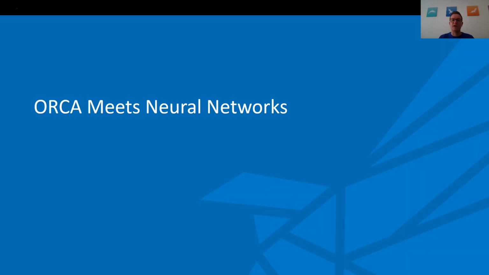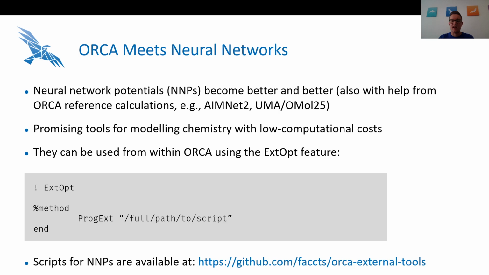Next, we come to the neural networks. So, as many of you very likely know, neural network potentials have become better and better over the recent years. This is also with the help of ORCA reference calculations. For example, the AIMNet or the OMol25 models are prominent examples, and these are very promising tools for modeling chemistry with low computational costs. They can be used from within ORCA using the ExtOpt feature with !ExtOpt.